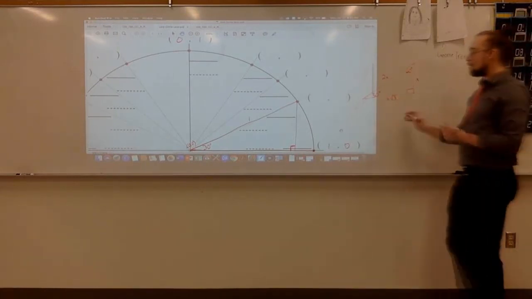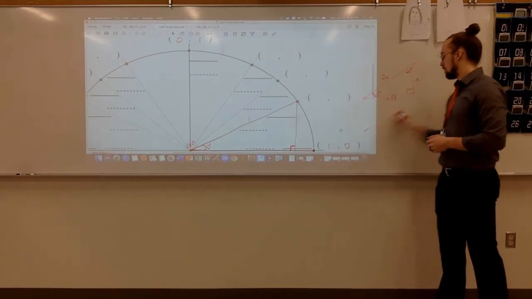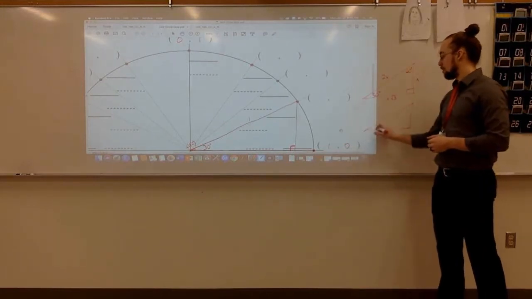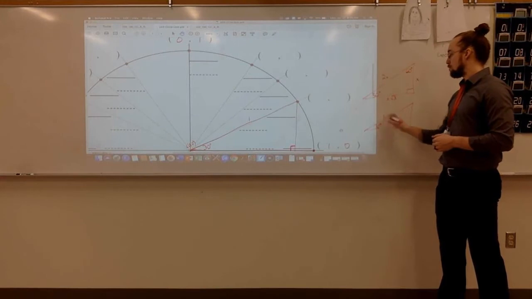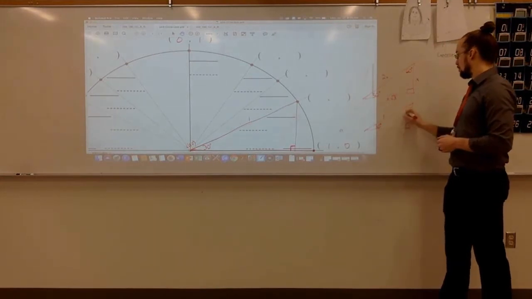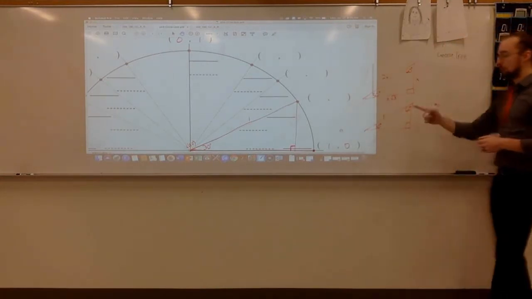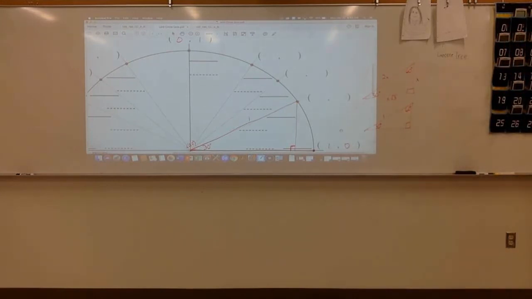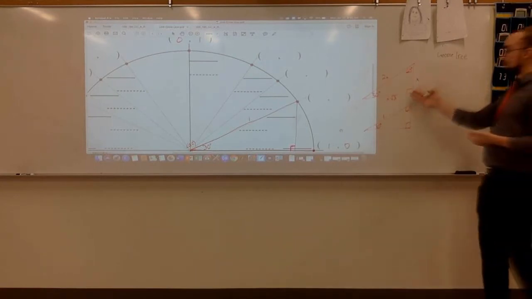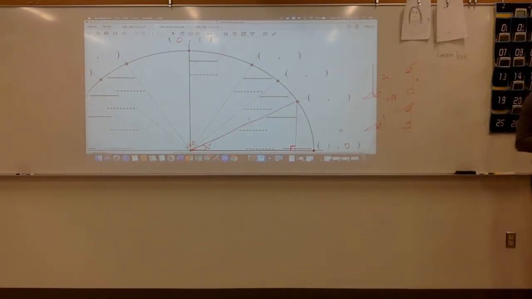So if we use that information for this triangle, we know that the hypotenuse is 1. What are the lengths of these two sides of that right triangle? How would we figure that out using this relationship here?